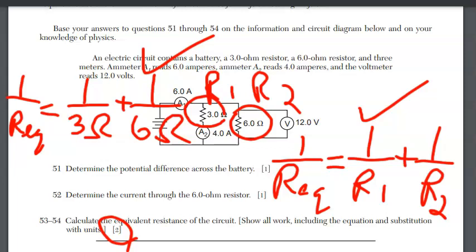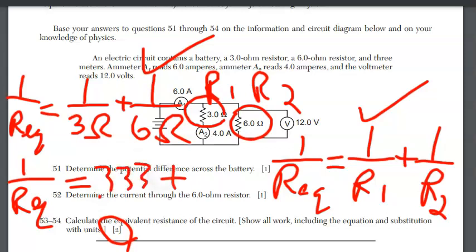To get the second point, we need the final answer. What I would suggest you do is 1 over Req next is equal to, literally take your calculator. In my case, I'm using my phone right now. 1 divided by 3 is 0.3333, so I'm going to make it 0.333 plus 1 divided by 6 is 0.1666, so I'm going to just do 0.166.